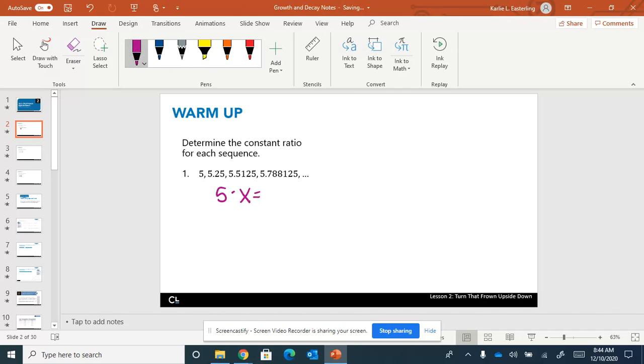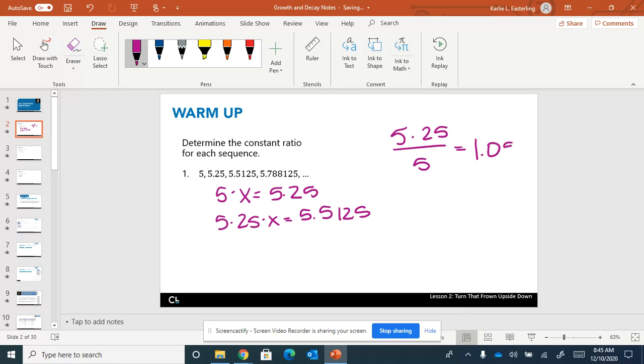5 times what is going to give us 5.25. 5.25 times what is going to give us 5.5125. And how we are going to go about doing that is pretty much just solving for x using that first equation. So you're going to take your second term, which is that 5.25 divided by 5. And hopefully you get 1.05. And that is your constant ratio for this first sequence.